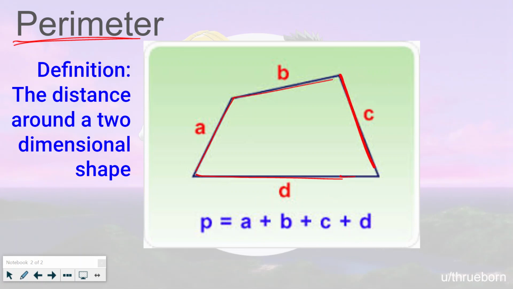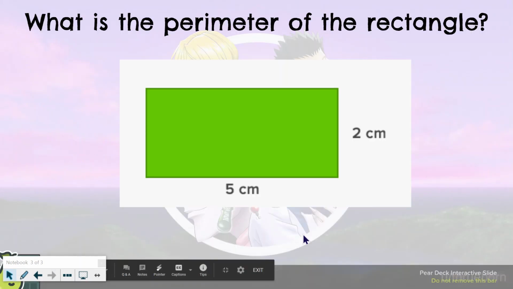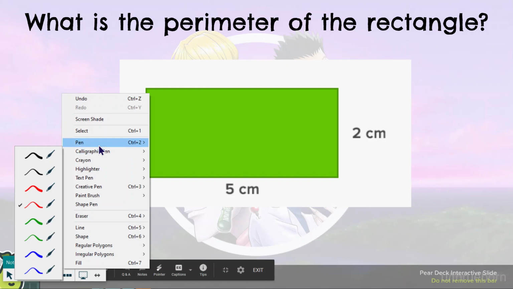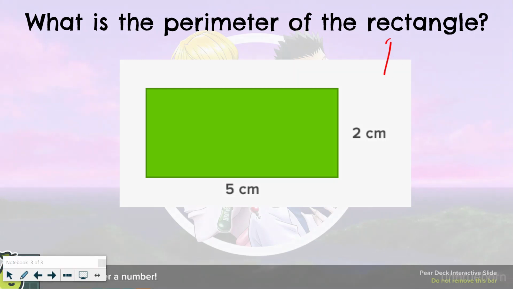Sometimes we have nice, easy formulas to follow. Sometimes we don't. This kind of a shape, we would just have to figure out what each of those are and put all of those together. Some shapes are really regular, like this. This is just a rectangle where we have an equation. The perimeter of a rectangle is 2L plus 2W. So that means 2 times the length and 2 times the width.